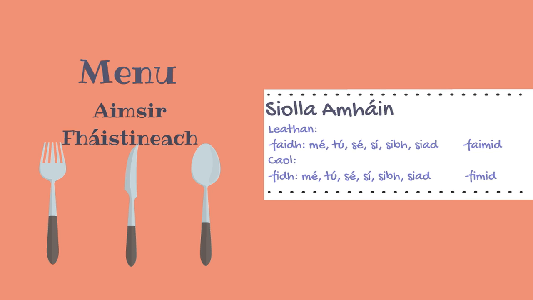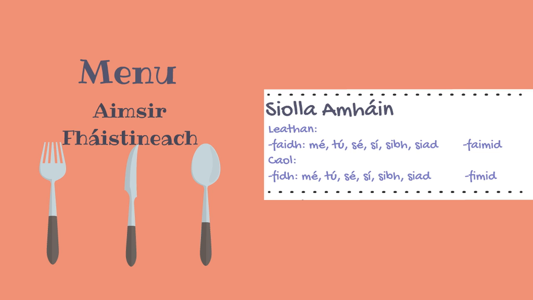For may, to, she, she, shiv, and shiad, we add F-A-I-D-H to the end of the verb, such as glonhig, she will clean. Instead of using shin, we add F-A-I-M-I-D to the end of the verb. For example, glonhamid, we will clean.